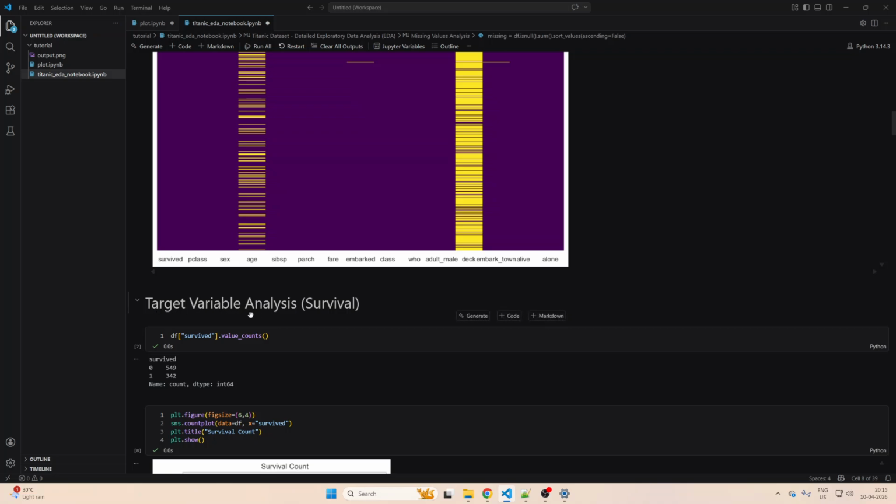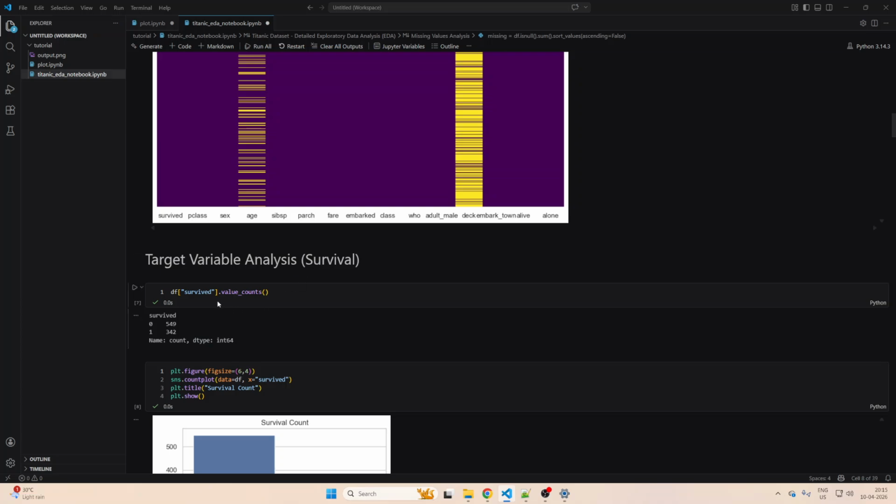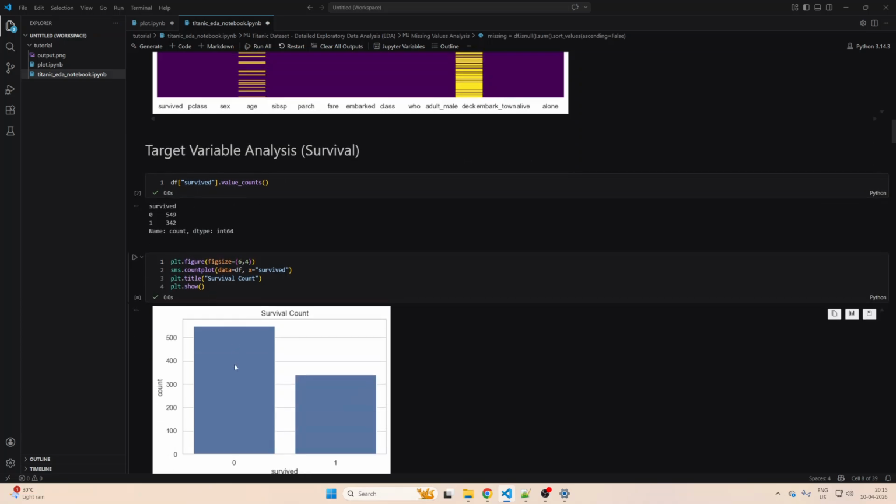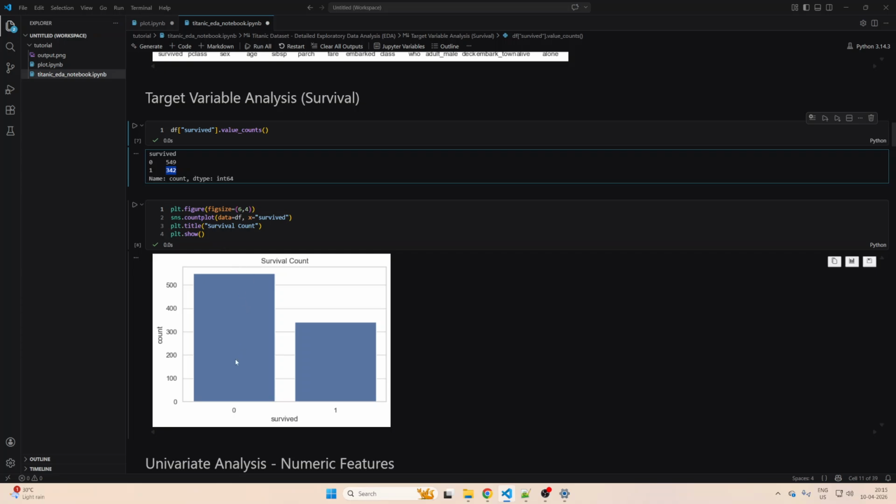The target which we have to analyze is survival. We just see how many have survived. So we can see that 549 people passed away in that accident and 342 survived. So more people have passed away.